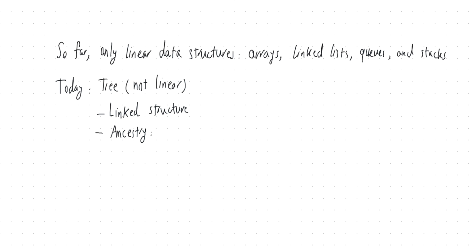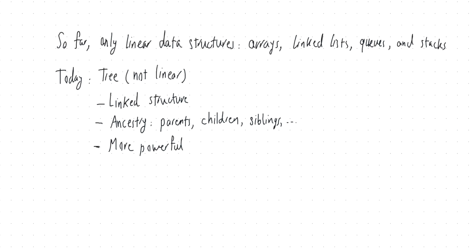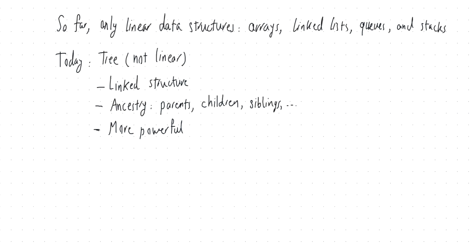ancestry. And the idea is that a node can be the parent of another node, a node can be a child of another node, or two nodes can be siblings and relationships like that. So we can talk about parents, children, descendants, ancestors, siblings, and such. Okay, and it turns out that as we will see in the later videos, this is going to be much more powerful than a linked list. And there is actually a ton of applications of trees in computer science.